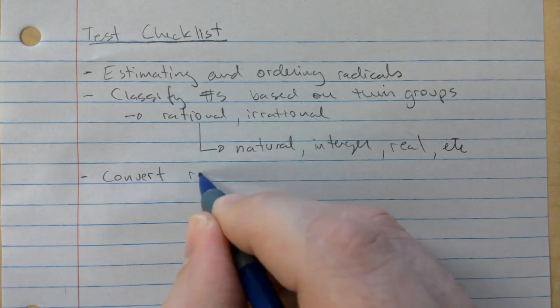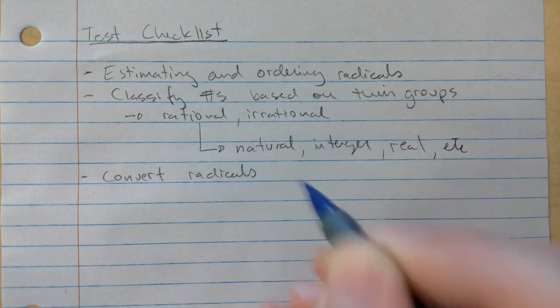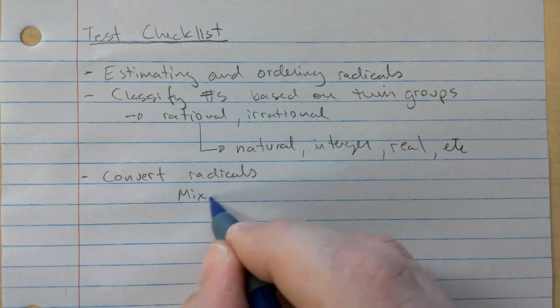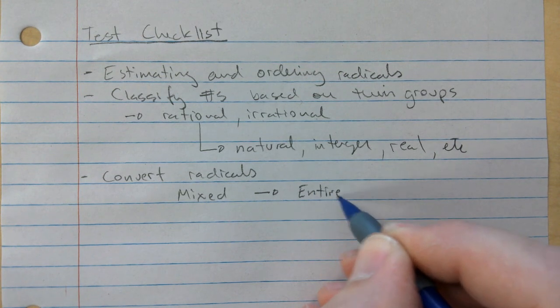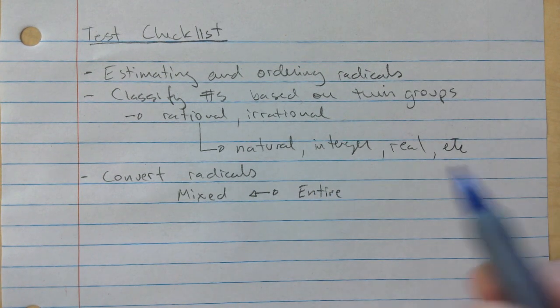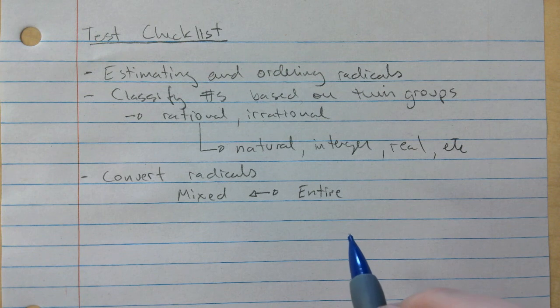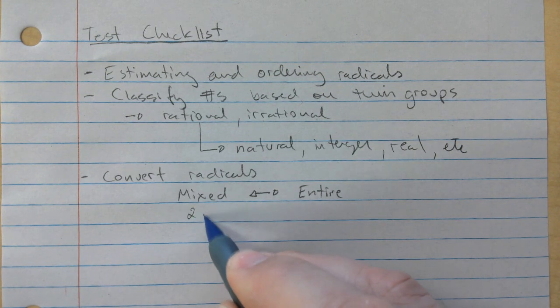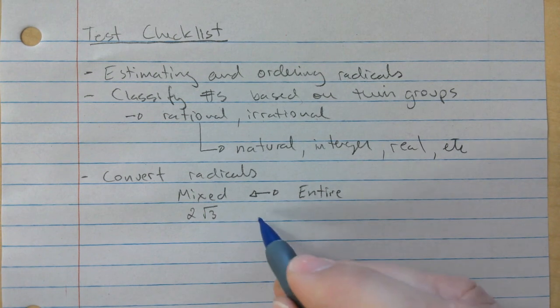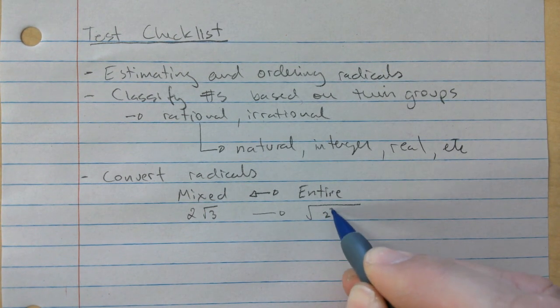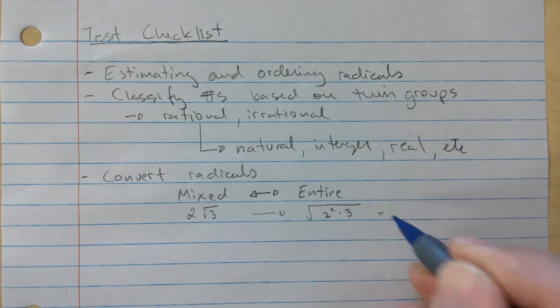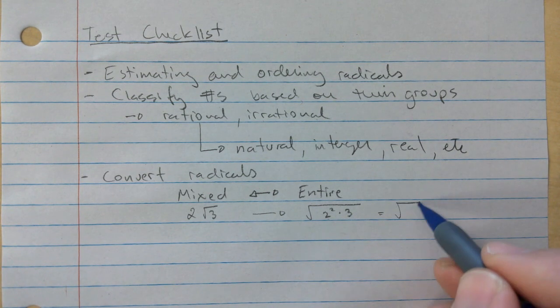Convert radicals, right? You got to be able to go from mixed to entire and vice versa. So 2 root 3, for example, would go 2 squared times 3, and that's 4 times 3, that's root 12.